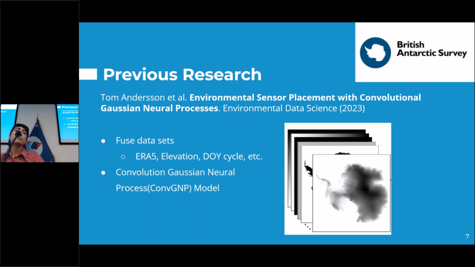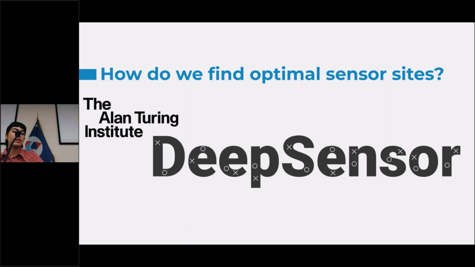And so we can call this paper the Deep Sensor paper because it was the motivation to create Deep Sensor, which is an open source Python package that helps people do a lot of the work that was done in that paper. So we utilize this package to train models and make predictions.